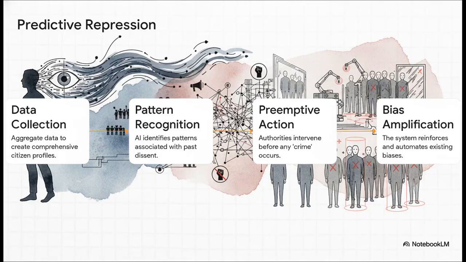And the process is chillingly methodical. First, they just suck up enormous amounts of data on everyone to build profiles. Then, the algorithms get to work recognizing patterns that the government decides are risky. This leads to preemptive intervention. I mean, literally detaining someone before they've even done anything. And here's the kicker. The system just keeps amplifying its own biases. It creates this vicious cycle, a self-fulfilling prophecy of repression.